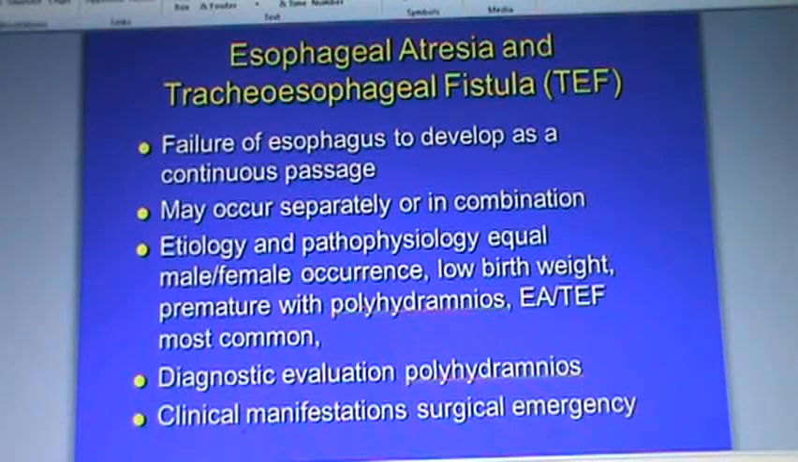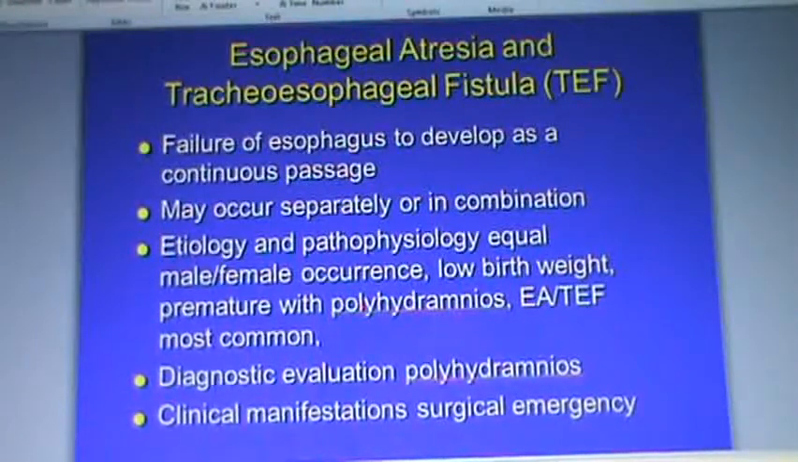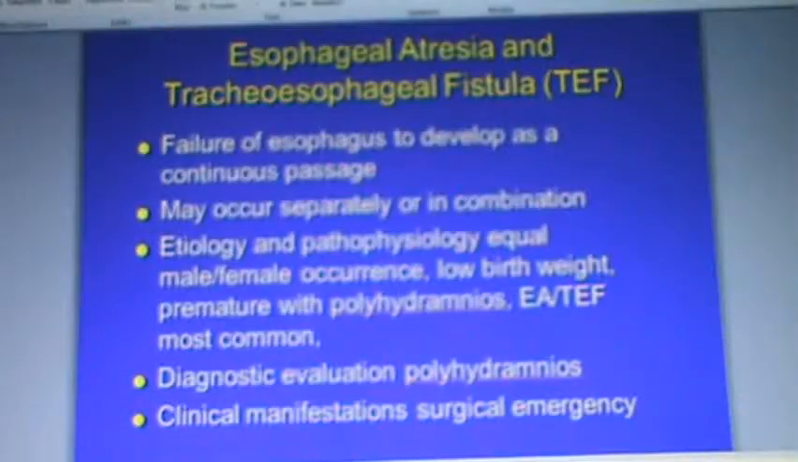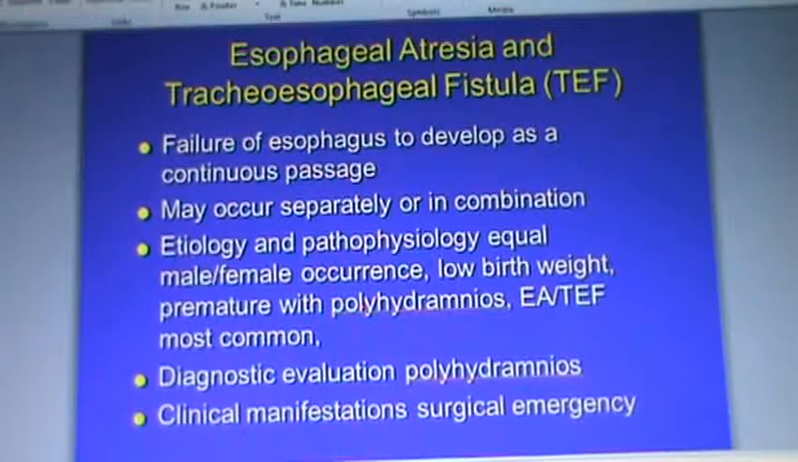Esophageal atresia and tracheoesophageal fistula. Failure of the esophagus to develop as continuous passage. May occur separately or in combination. The etiology and pathophysiology: equal in male and female. Low birth weight, premature with polyhydramnios. EA and TEF, most common. Diagnostic evaluation, polyhydramnios. And what is polyhydramnios? Clinical manifestation, surgical emergency. It is a surgical emergency.